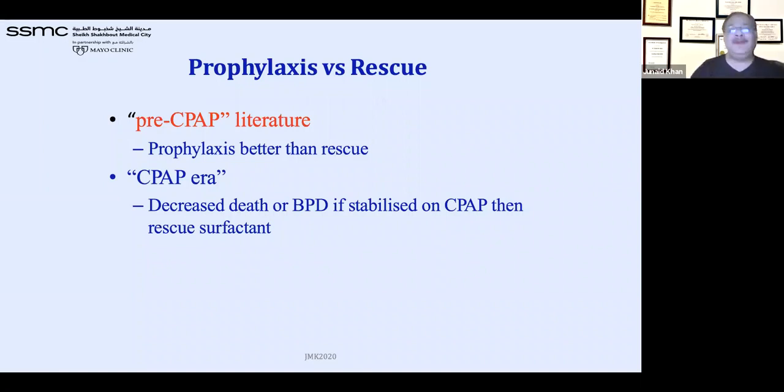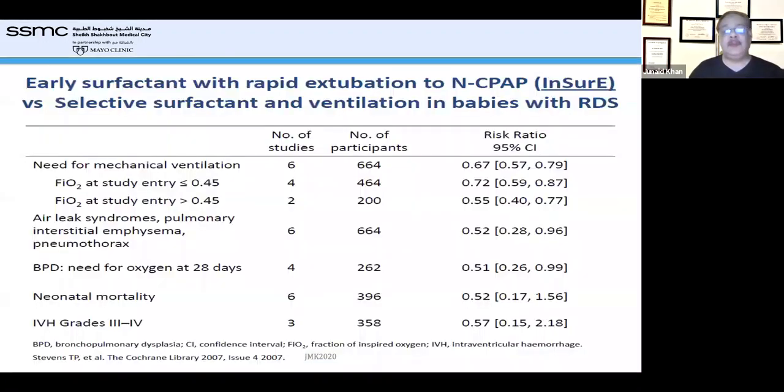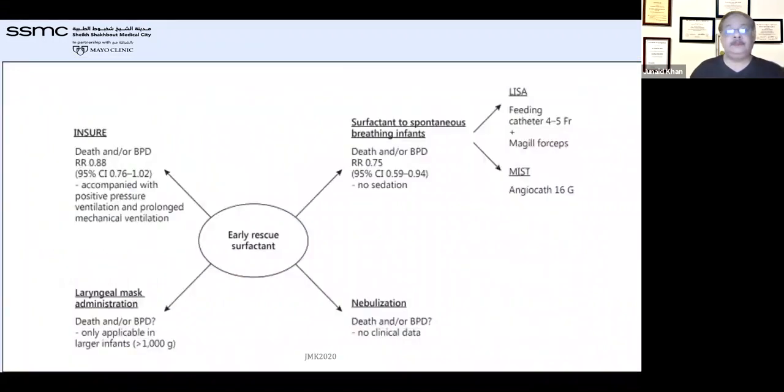The pre-CPAP literature, as I am telling you, says prophylaxis is better than rescue. The CPAP era is saying that for decreased death or BPD, once the baby is stabilized on CPAP, then giving surfactant is much better. So this is early surfactant with rapid extubation, the INSURE technique, and it was found to help in all kinds of parameters: BPD, intraventricular hemorrhage, and others.